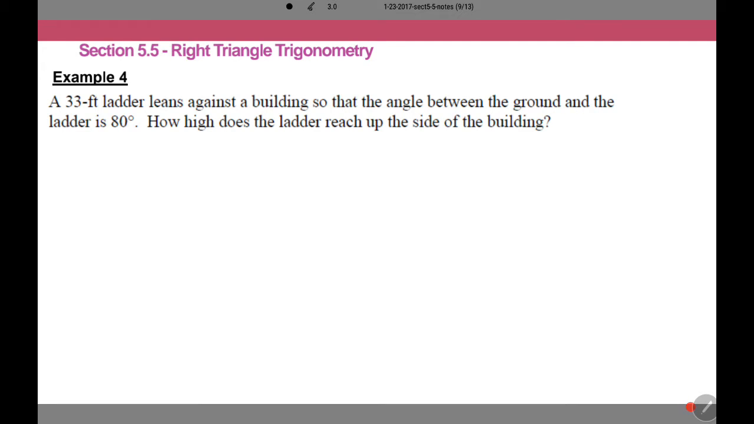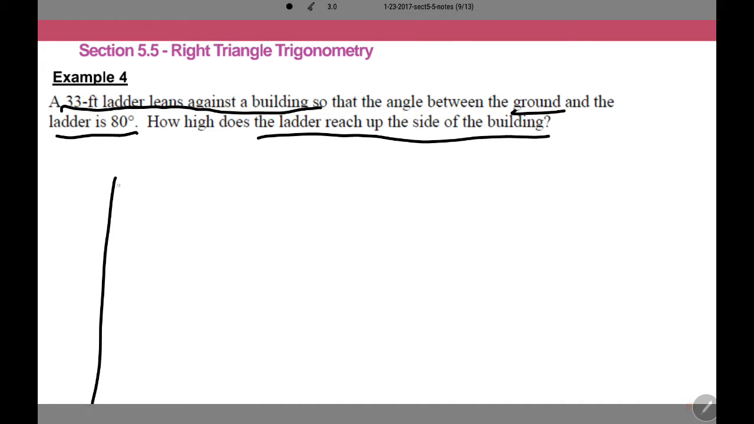One of the things about these problems, and you'll see that we've got some word problems again with this, is we have to read the situation. In this case, we've got a 33-foot ladder leaning against a building so that the angle between the ground and the ladder is 80 degrees. And we're trying to figure out how high up the building the ladder reaches.